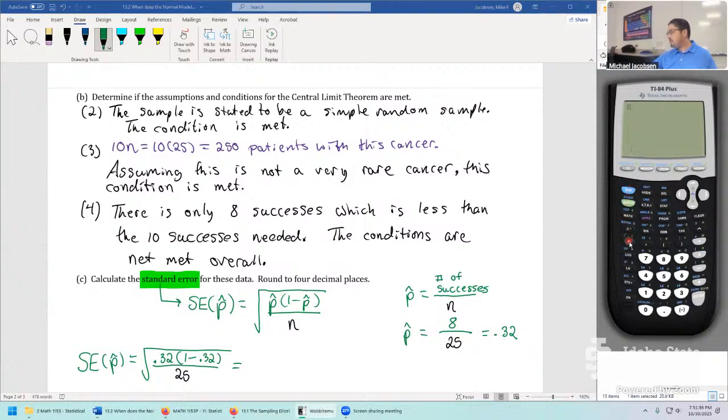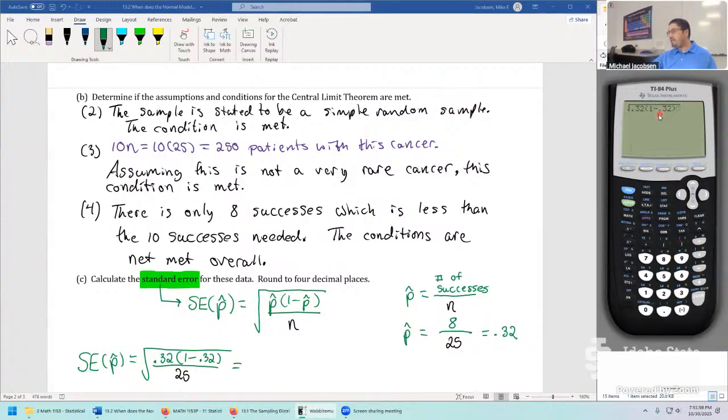Hit second, power 2 button up here on the left, pulls out the square root, then just write in the numerator, 0.32. We made a big comment yesterday. You definitely need the parentheses because it would be an order of operations error otherwise. 1 minus 0.32.